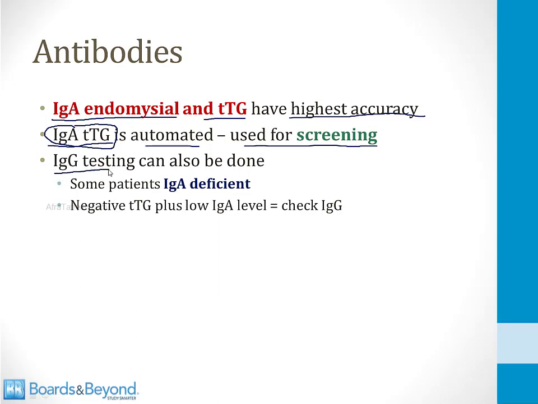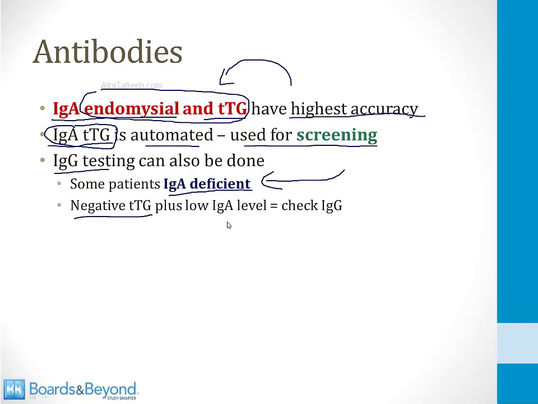IgG testing is also done, and the reason for this is because some patients are IgA deficient. I talk about IgA deficiency in some of the immunology modules, but it is a relatively common condition, and patients who are IgA deficient will not make IgA antibodies to the endomysium and tissue transglutaminase. For those patients, you need to check the IgG level to these two structures here, the endomysium and the tissue transglutaminase. So a negative tissue transglutaminase IgA plus a low IgA level overall means the patient may be IgA deficient, and in this case you need to check the IgG antibodies.